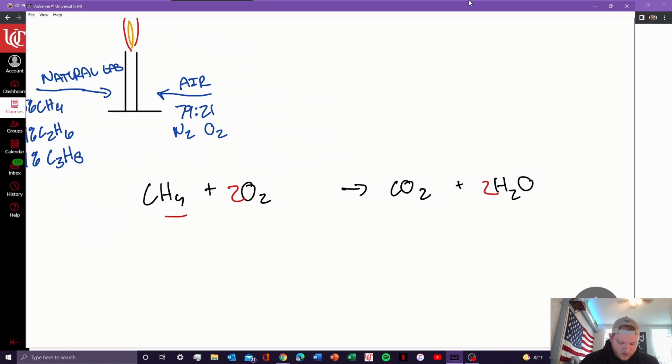But we do still have to worry about nitrogen, so we need to add in nitrogen. But we need to add in the same amount of nitrogen as we have oxygen, since they go together, so that needs to be 2 and 2. But since that is not a 1-to-1 ratio with oxygen, it's 79 to 21, we need to make sure we put that ratio in.